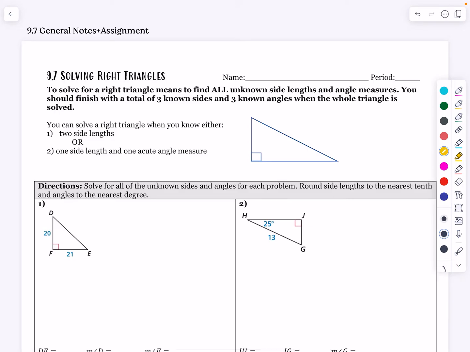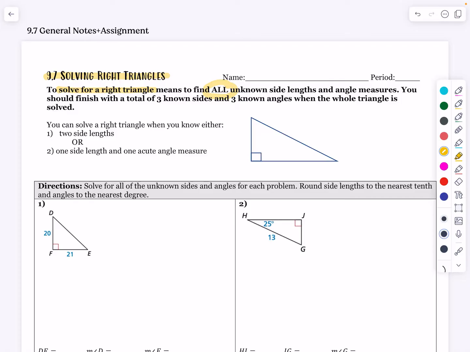Hello everyone, and welcome to our very last lesson, 9.7, on solving right triangles from chapter 9. Solving right triangles is just going to be where we put everything together. To solve a right triangle means to find all unknown side lengths and angle measures. So you should finish with a total of 3 known sides and 3 known angle measures whenever the whole triangle is solved.